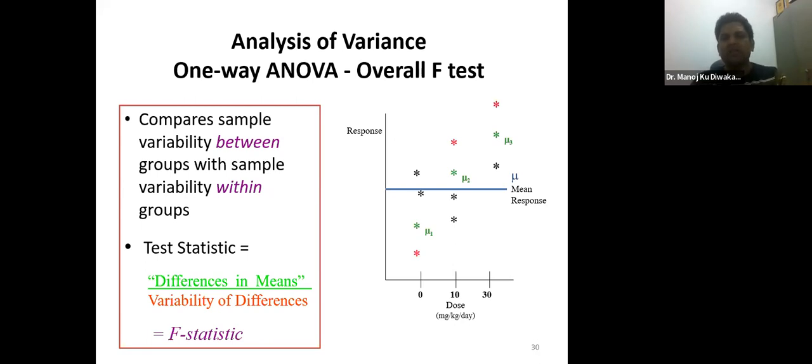Now you can see this is the mean, and this picture shows the 0 mg dose, 10 mg dose, and 30 mg dose. You can see how the mean response values are closely associated or far away from each other, so that you can check with the help of this mean response value.